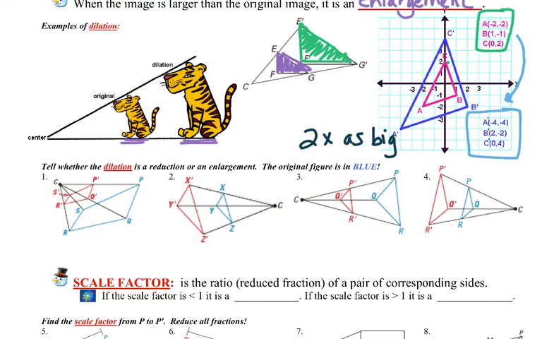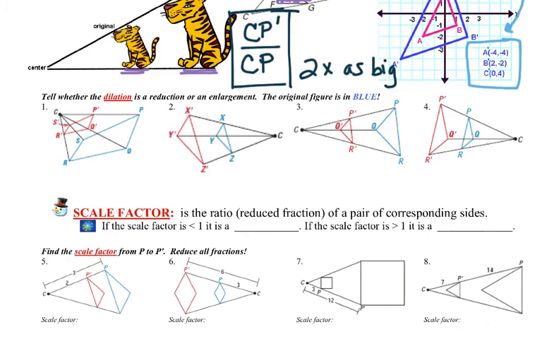So we have a little formula, and it seems weird, but this is what it is. CP prime over CP. This is what is going to tell you if it's a reduction or an enlargement. It's going to really be the scale factor. So they have an external point, which is C, and then it kind of goes to P prime, and then C to P. So we'll get into the actual numbers. I guess this one in the beginning is just saying, is it a reduction or an enlargement?